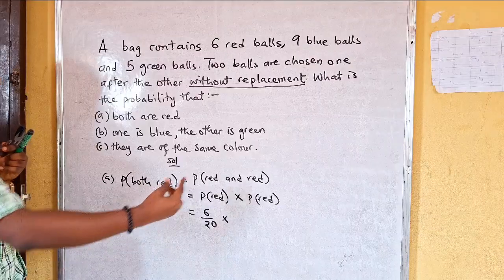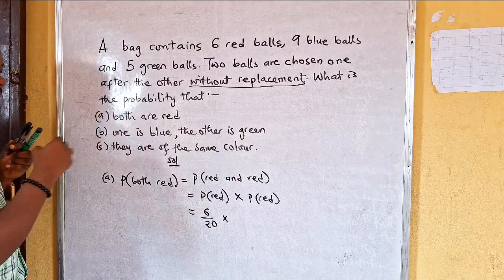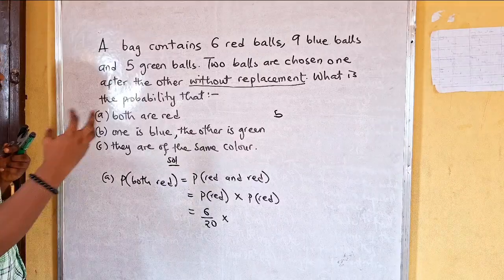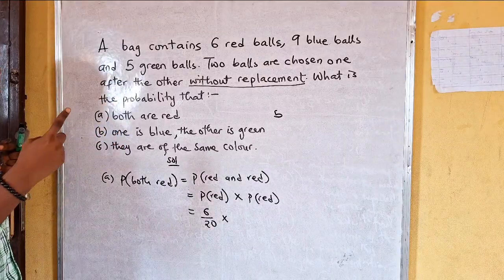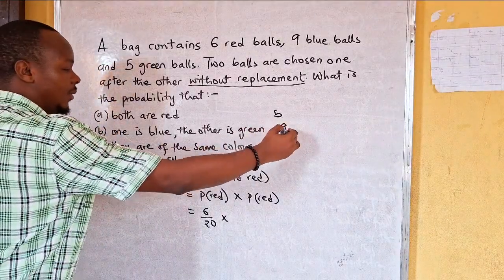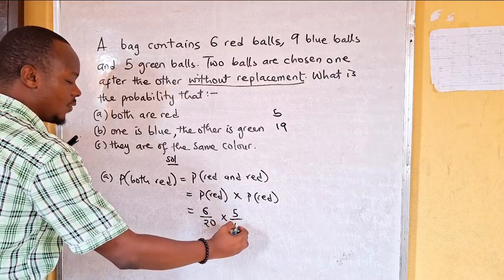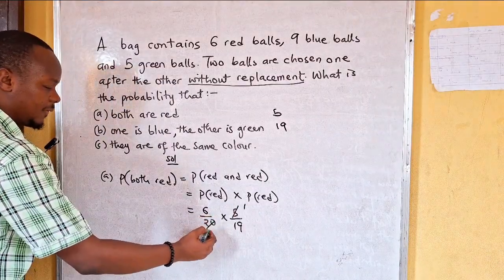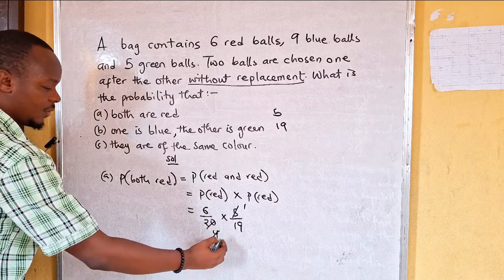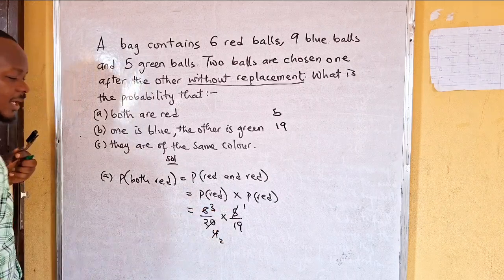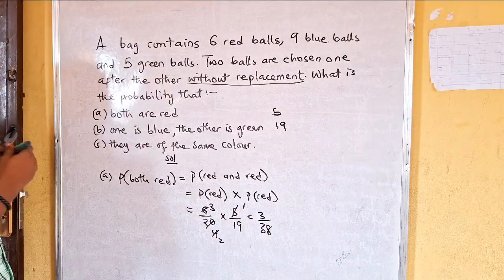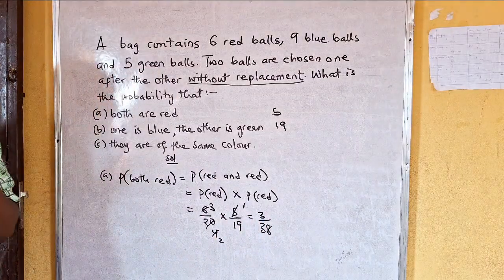Since there's no replacement, we've taken 1 red ball, so we'll have 1 less red ball, meaning that we now have 5 red balls. And also we have 1 less ball. So instead of 20, we now have 19 balls. So that'll be 5 over 19. So 5 goes into 20 4 times. 2 goes into 4 2 times and 2 goes into 6 3 times. So you're going to have 3 over 38 as the probability that both are red.